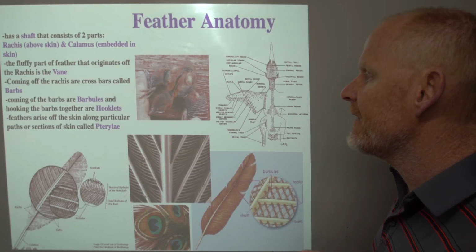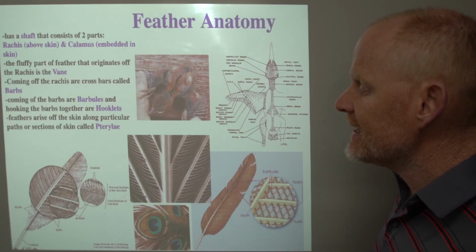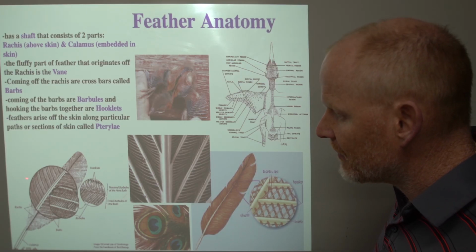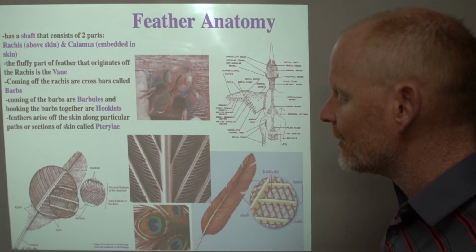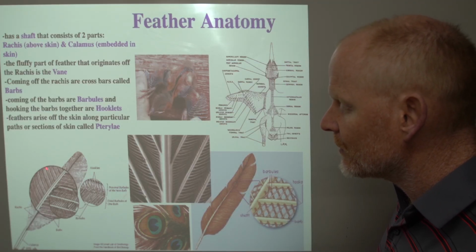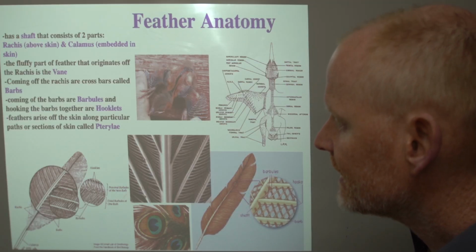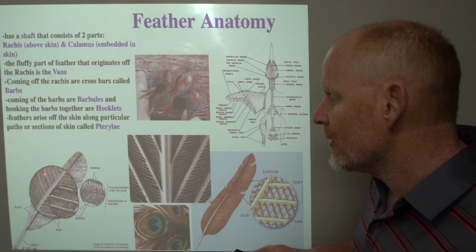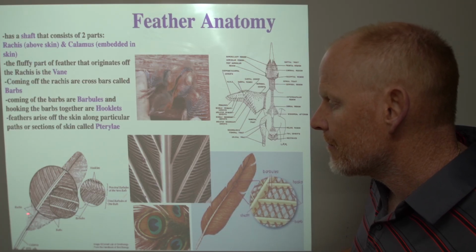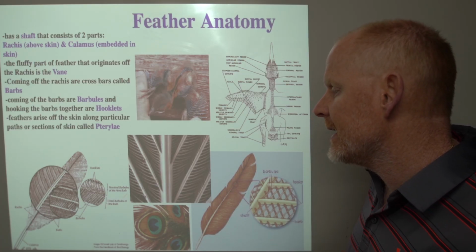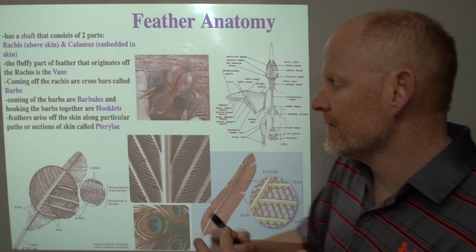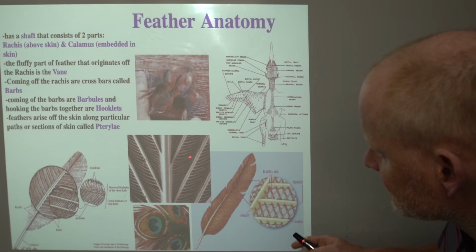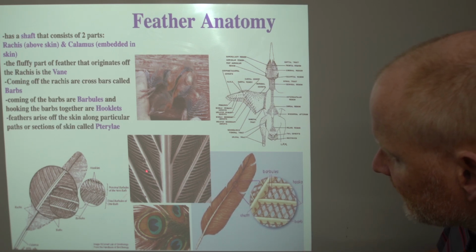The fluffy part of the feather is called the vane, and the vane is made up of barbs that come off at at least a 45 to 90 degree angle, and they come off at regular intervals, and then they give rise to barbules that run parallel to the shaft. These barbules have little hooklets on them that hook to each other to form a network that looks like this, right? And that's basically what feathers look like.